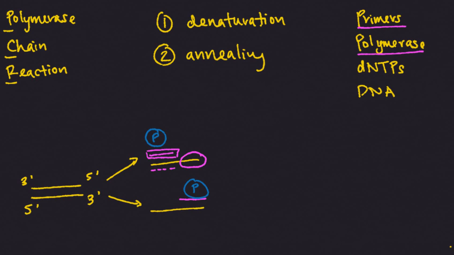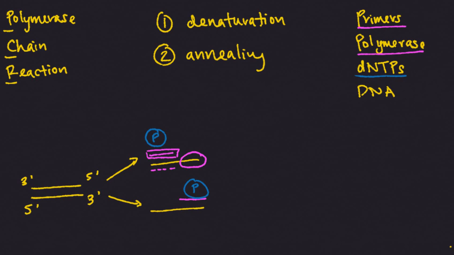And there's a problem here. Like in each cell in your body, there are no free nucleotides floating around that polymerase can just grab and add to the sequence. So we're going to have to put them in. And that's where dNTPs come into the picture.